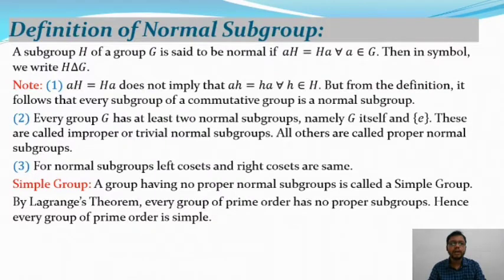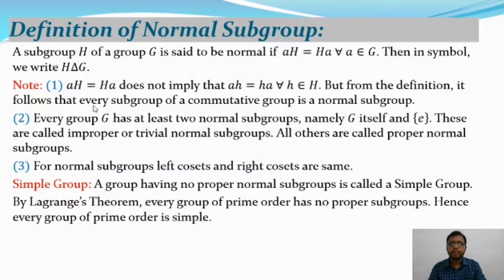So at first we will begin with the definition of a normal subgroup. A subgroup H of a group G is said to be normal if aH is equal to Ha for all a belongs to G. Here aH is the left coset of H in G and Ha is the right coset of H in G. That means if the left coset and right coset are equal, then it is called a normal subgroup, where H is a subgroup of G. In symbols we write the normal subgroup as H ◁ G. So H is a normal subgroup of the group G and is defined as aH equal to Ha for all a belongs to G.